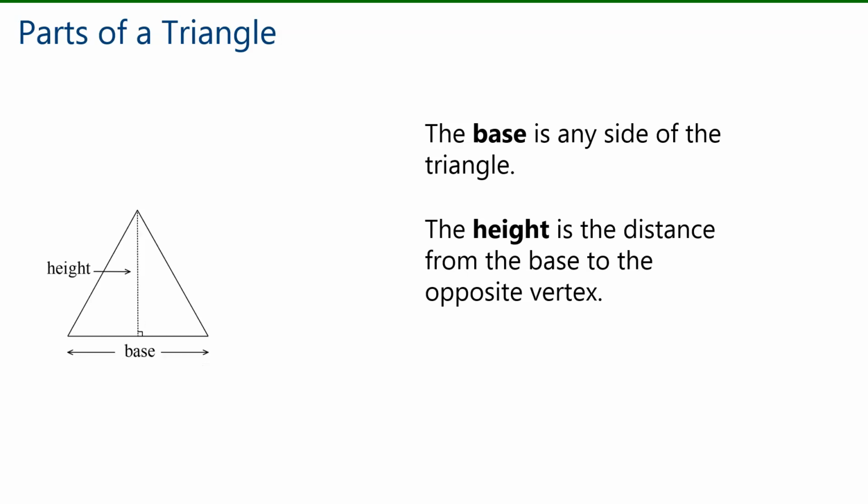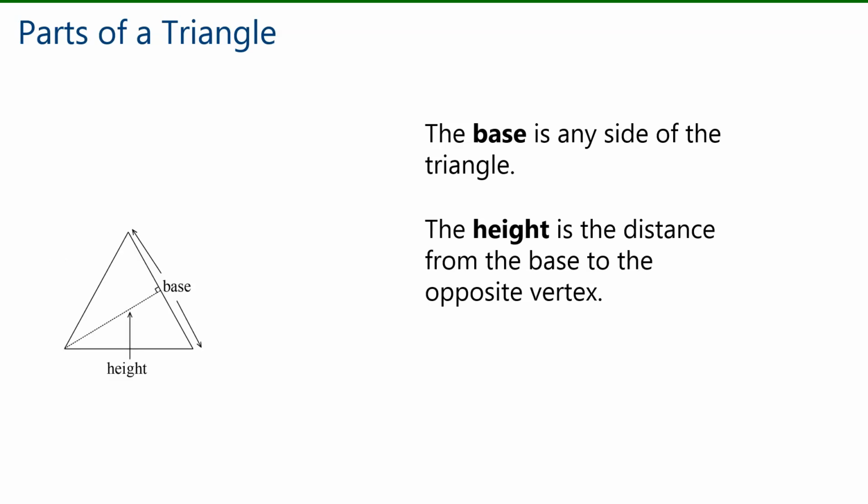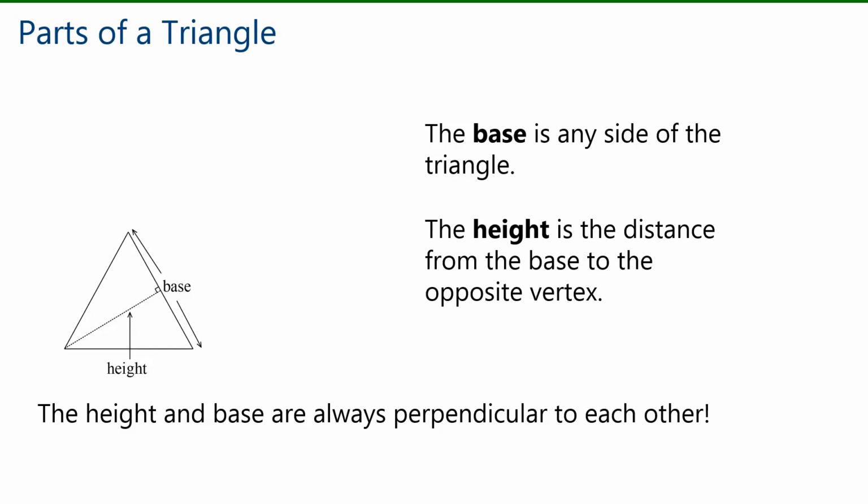So in this diagram, with the base being on the bottom, the height will go from the bottom up to the opposite vertex. Now if the base was on this side, that would be the height. So the height doesn't always necessarily need to be straight up and down, as long as the height and base are perpendicular to each other, just like in parallelograms.